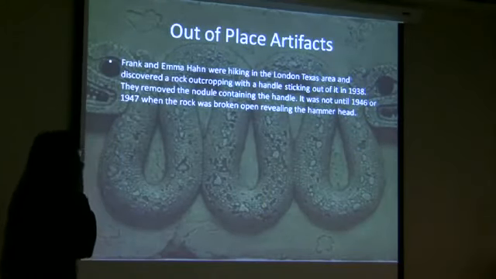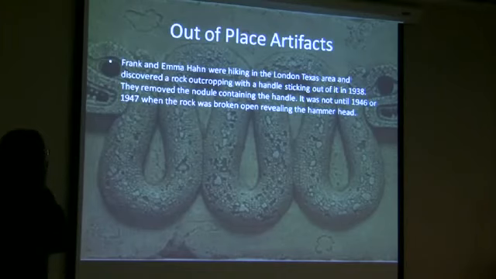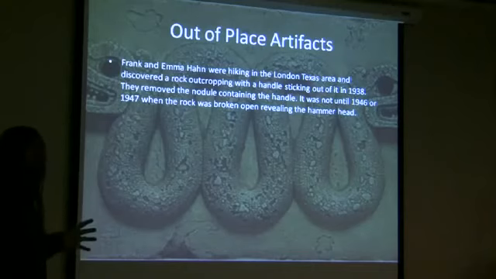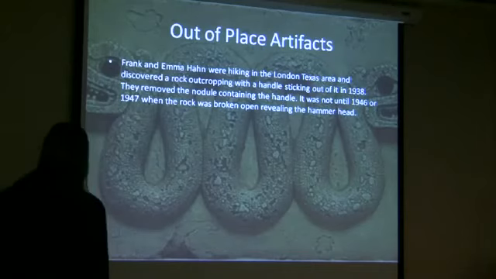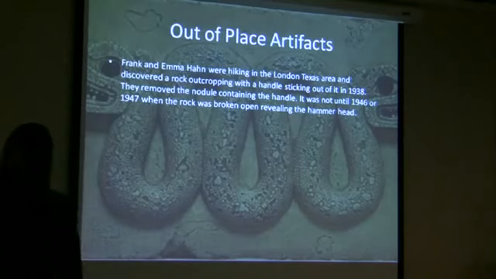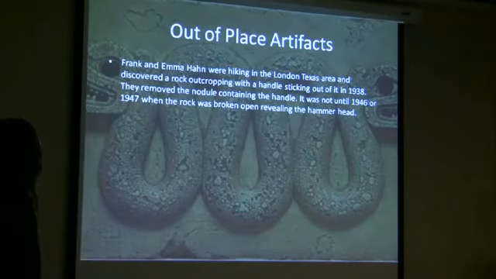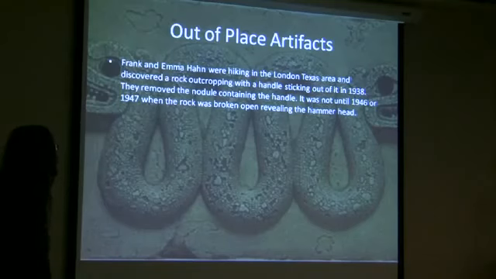This is another controversial one as well. A husband and wife were hiking in an area in Texas and discovered a rock outcropping with a handle sticking out of it. So they're walking down this trail near a river, and they see on the ground there's kind of like a wooden handle sticking out of a chunk of rock. So they grabbed this chunk of rock with a wooden handle sticking out of it and take it home and left it as a curiosity in their house.